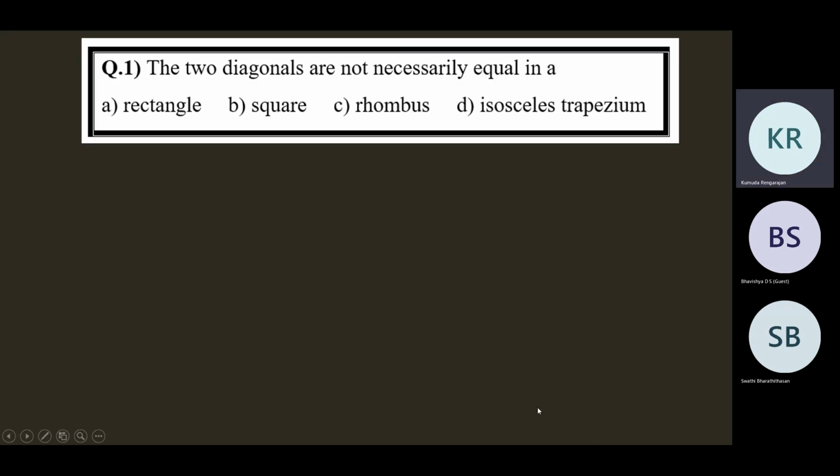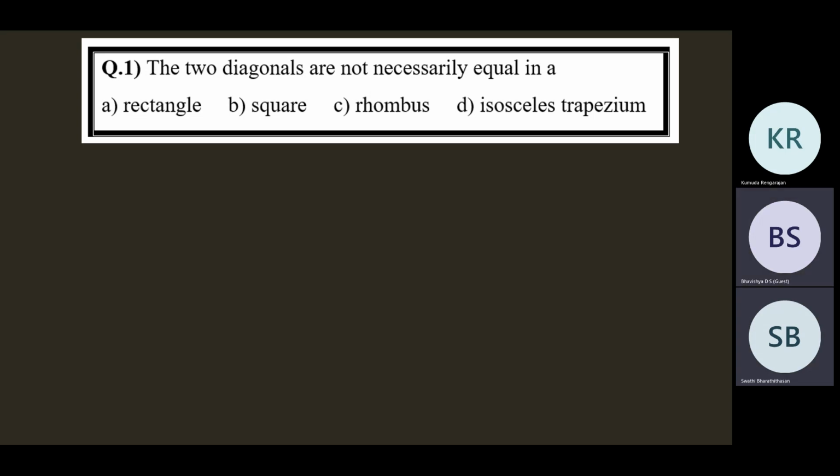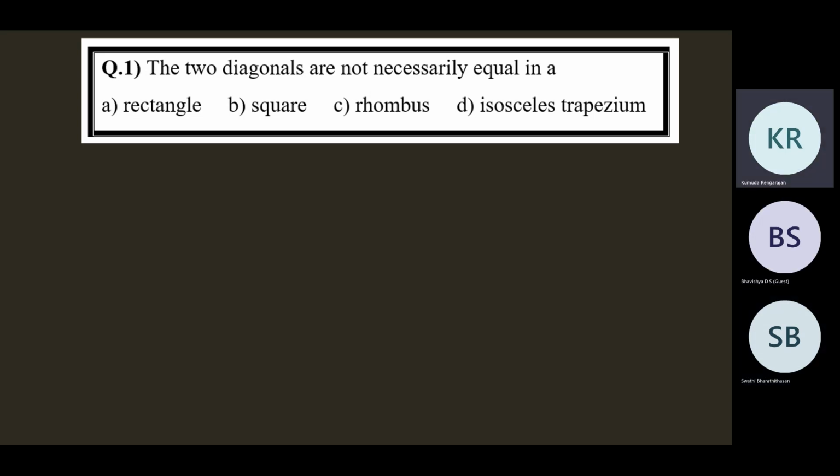What's the answer for the first one? The two diagonals are not necessarily equal in a rhombus, ma'am. Yes, because in a rectangle, diagonals are equal. In a square, diagonals are equal. In an isosceles trapezium, diagonals are equal. So in a rhombus, the diagonals need not be equal.